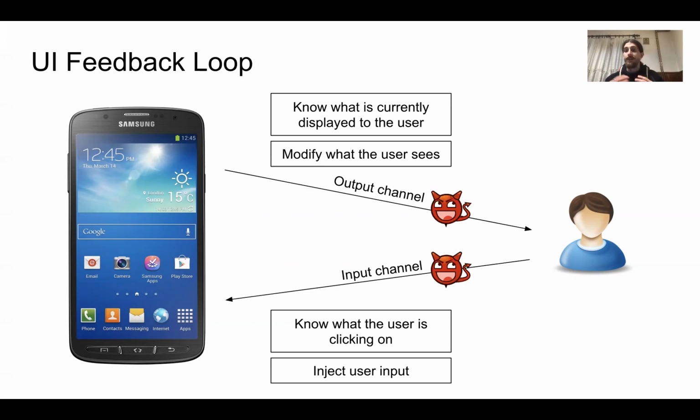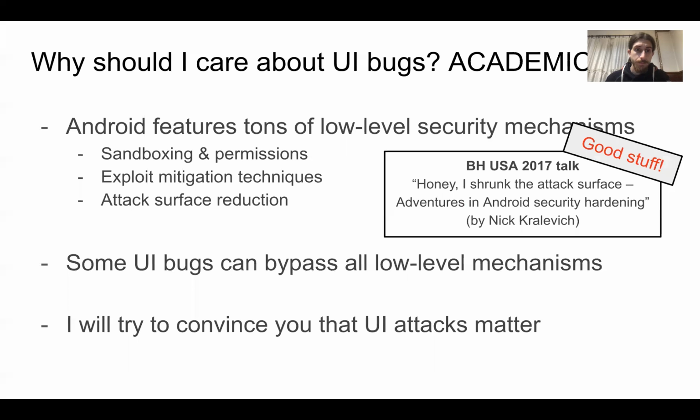Okay, so the question is, one, how is it possible that an attacker can actually hijack this feedback loop? What are the techniques? And two, if an attacker can do this, what are the repercussions?